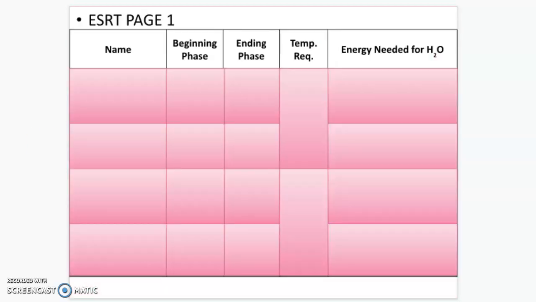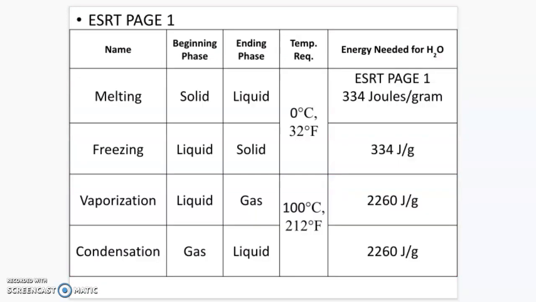This is going to serve as your notes for today. What we're going to do is go ahead and take a moment here. You can pause this at any time in order to copy it. I'm just going to talk a little bit about what you're seeing. We know that melting is a phase change from solid to liquid, that it occurs at 0 degrees Celsius, which is also the same as 32 degrees Fahrenheit, and that we can see that that requires 334 joules per gram on the reference table, page 1.